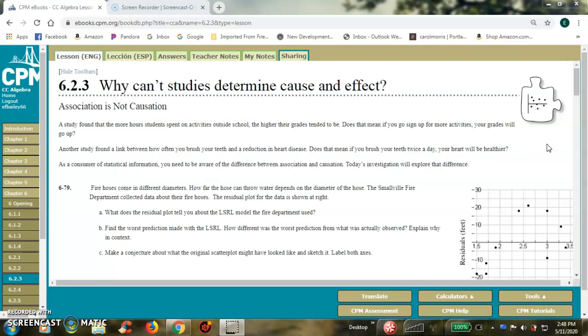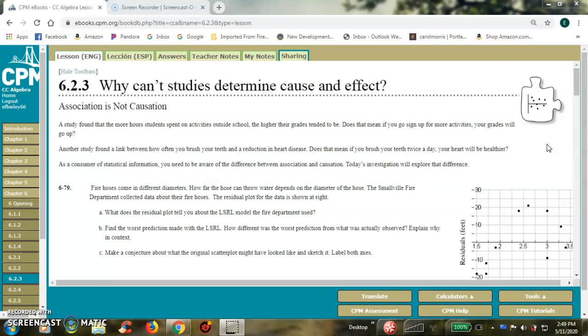Association is not causation. So what we're talking about is if we see a strong association or any sort of association, does that mean we necessarily know the cause? So if we look at this first part, it says a study found that the more hours students spent on activities outside school, the higher their grades tended to be. Does that mean if you go sign up for more activities, your grades will go up? Another study found a link between how often you brush your teeth and a reduction in heart disease. Does that mean if you brush your teeth twice a day, your heart will be healthier?